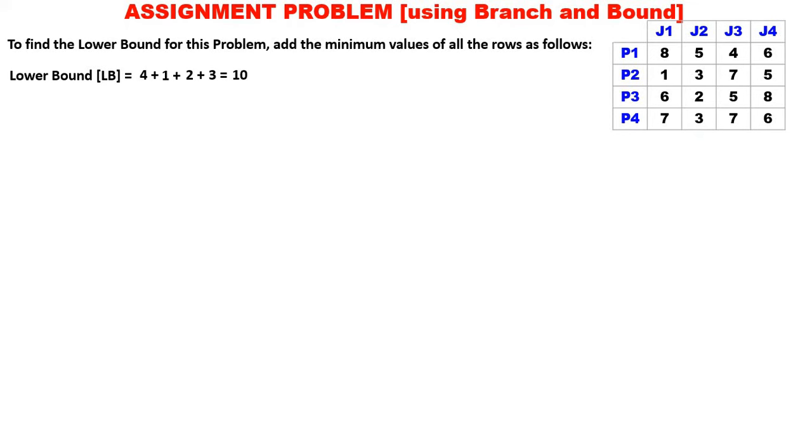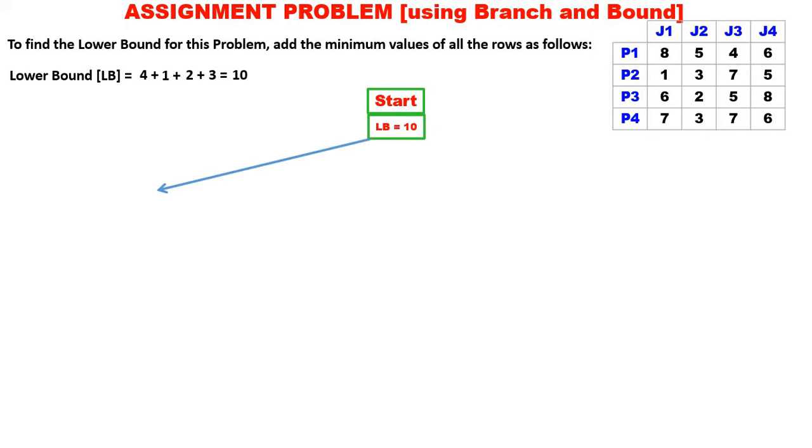10. What is the meaning of this lower bound? Any answer should not be less than this lower bound. Worst case, it could be equal to lower bound. It cannot be less than this lower bound. So we have found a lower bound solution for this assignment problem. Now we shall start finding the solution. Start, and we have done the lower bound. Initial lower bound is 10.